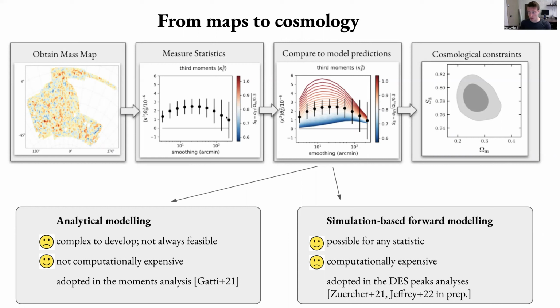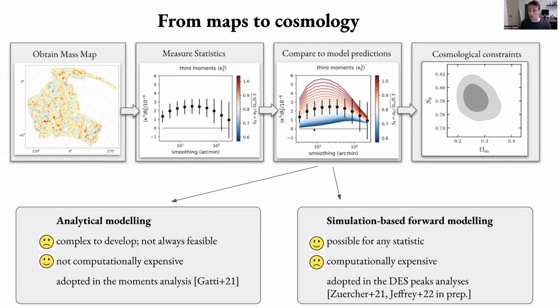After you have the measurement, you want to compare the measurement to model predictions, and this is done here in this third panel. These lines are different model predictions for the third moments as a function of the cosmological parameter S8. And through this comparison, you get your cosmological constraints. Now, what's the tricky part for non-Gaussian statistics? Well, the tricky part is getting model predictions right, and this is really hard for Gaussian statistics. It's even harder for non-Gaussian ones.